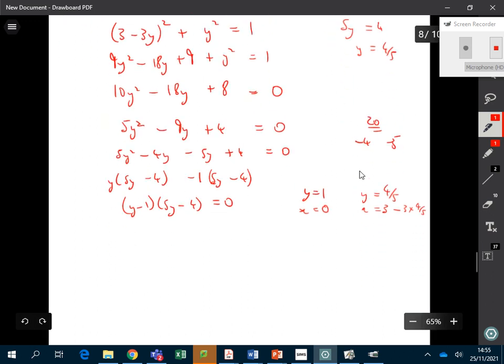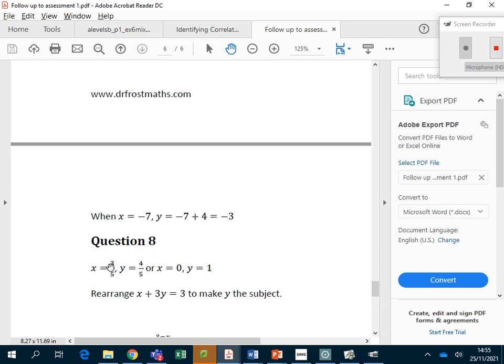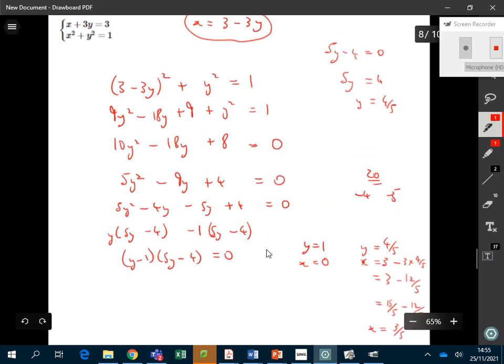So x is equal to 3 minus 12/5, so that's 15/5 minus 12/5, which is 3/5. So 0, 1, and then 3/5, 4/5. Let's just see if we've got that right. 0, 1, and 3/5, 4/5. It's a relief. Okay, so that was that one.